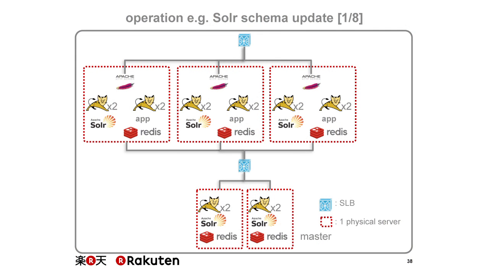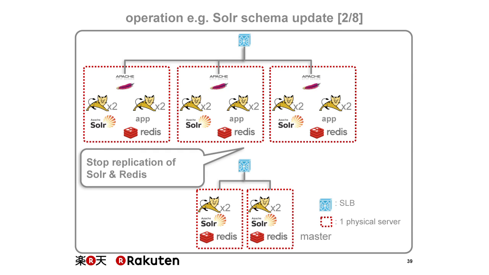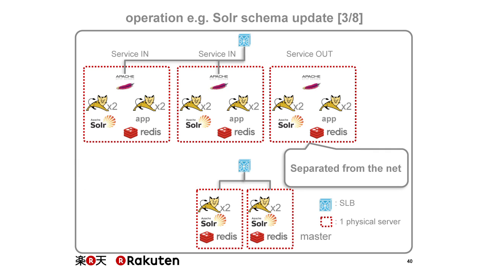Okay, so at the end of this topic, I want to show you a daily operation example with our current system. Let's update the Solr schema with the system. At first, stop master slave replication of Solr. Next, separate one front server from the internet. Suppose that we have three front servers. Then two servers are handling requests from the load balancer. No more requests are sent to the right-hand side server.